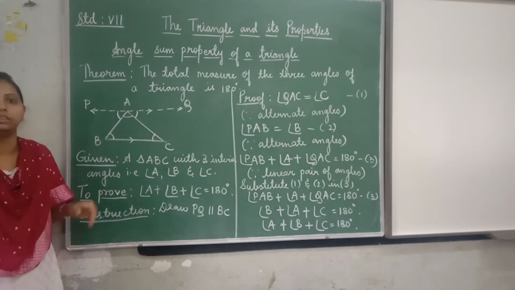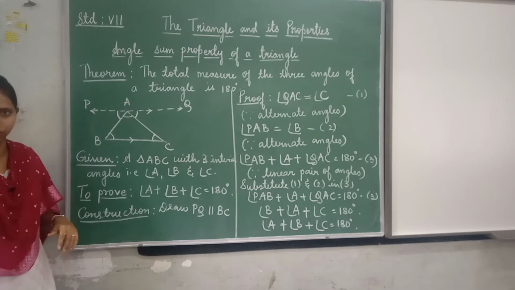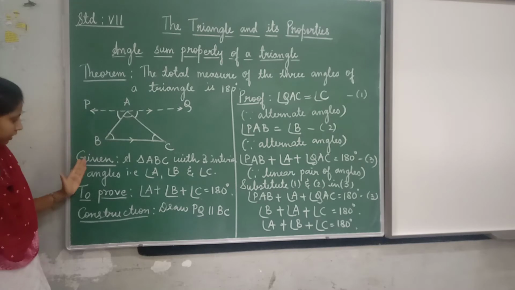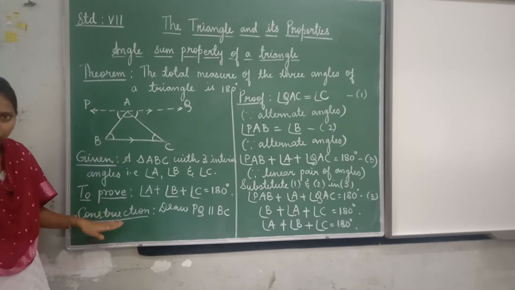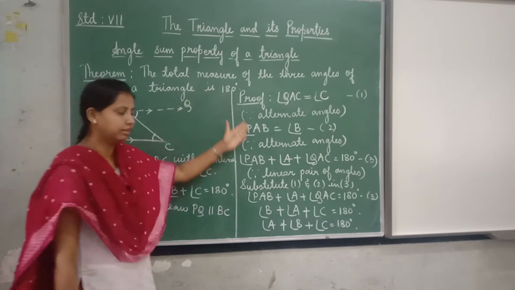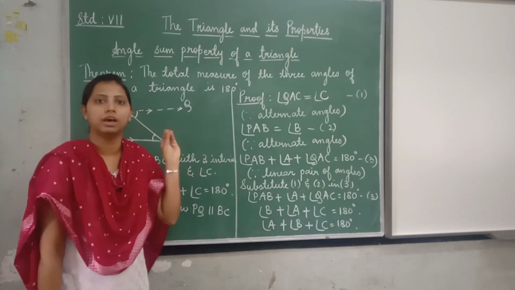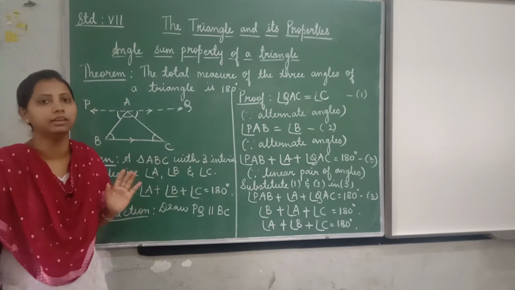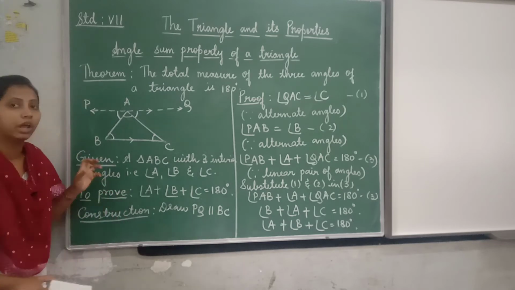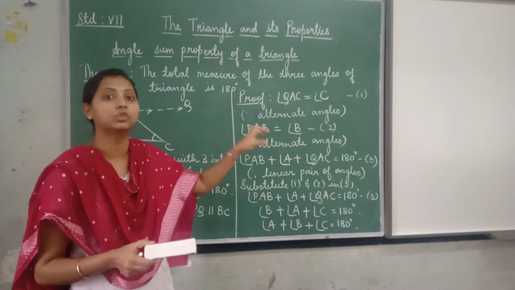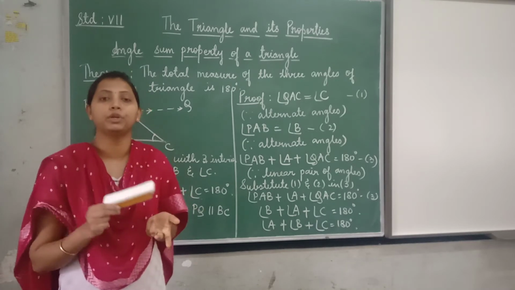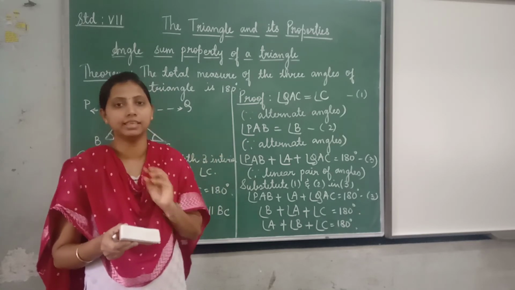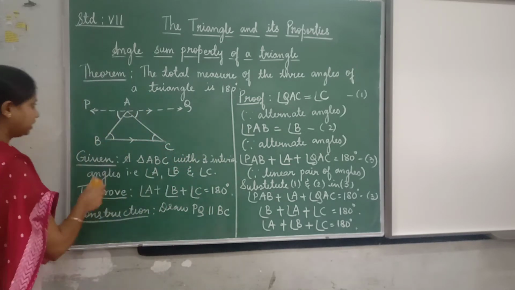Okay children, in this way theorems are proved. You have these many parts in a theorem: first the statement, then the figure, then given, to prove, construction if needed, and then the proof. Theorems are very important and they are compulsory in the exams. So please understand it and write it down. Next we will solve sums based on this theorem, that is, angle sum property based sums. We will see how to find the unknown angles in a triangle.